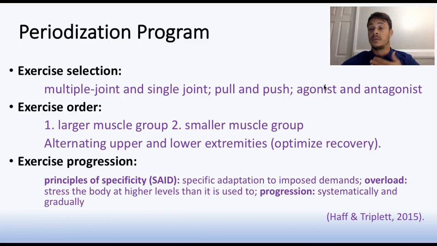For instance, chest and back, a back-to-back exercise, biceps and triceps, another back-to-back exercise, exploring this relationship. The exercise order: larger muscle group first, second, smaller muscle group. Important are alternating upper and lower extremities in order to optimize his recovery.